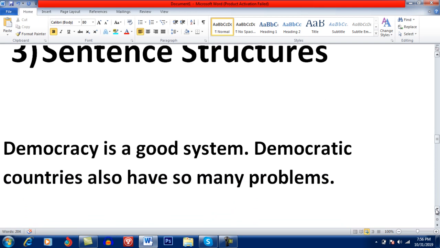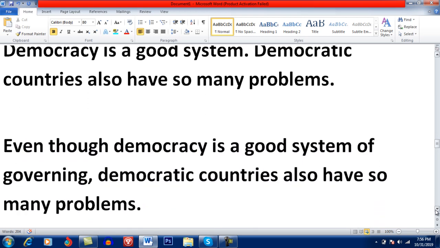For example, democracy is a good system. Democratic countries also have so many problems. So you can add various words and change this sentence optimally. Like, even though democracy is a good system of governing, democratic countries also have so many problems.